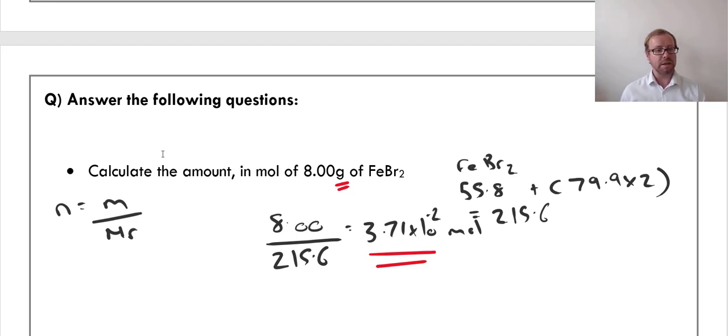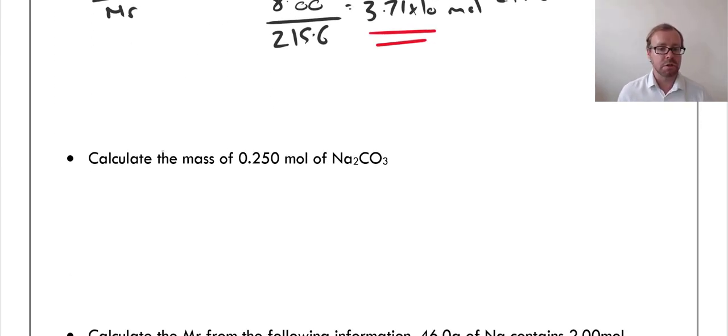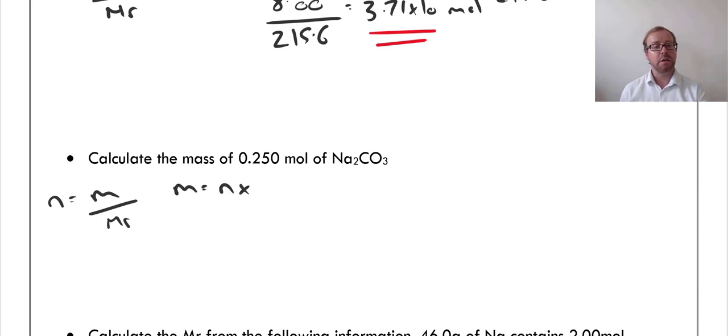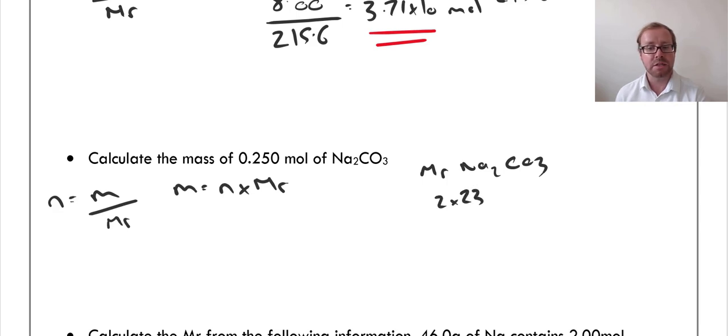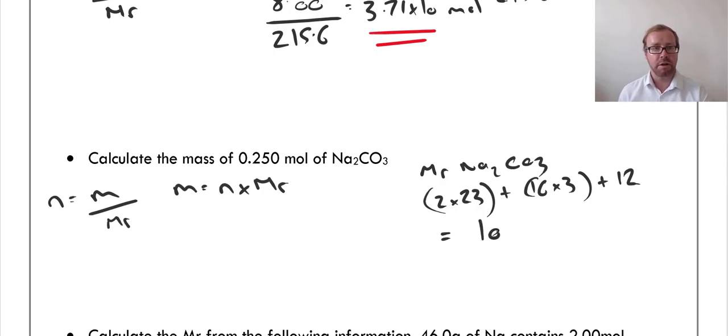Moving on, calculate the mass of 0.25 moles of sodium carbonate. Again, I need to write the formula I'm going to use, n equals m divided by Mr. I need to rearrange this equation, so m equals n times Mr. I know my number of moles. I can calculate my Mr of sodium carbonate. So I have 2 sodiums, I have 3 oxygens, which is 16, and I have 1 carbon, which is 12, which gives me a value of 106.